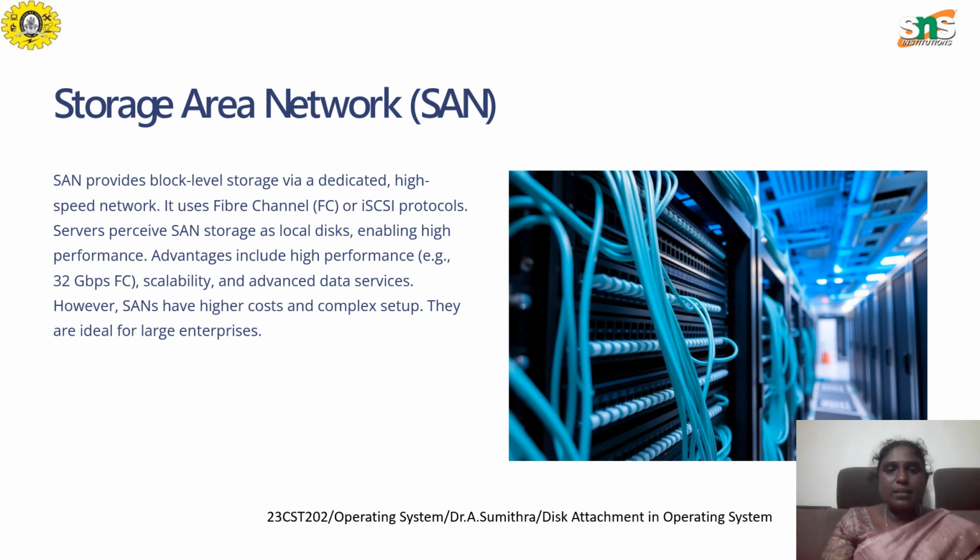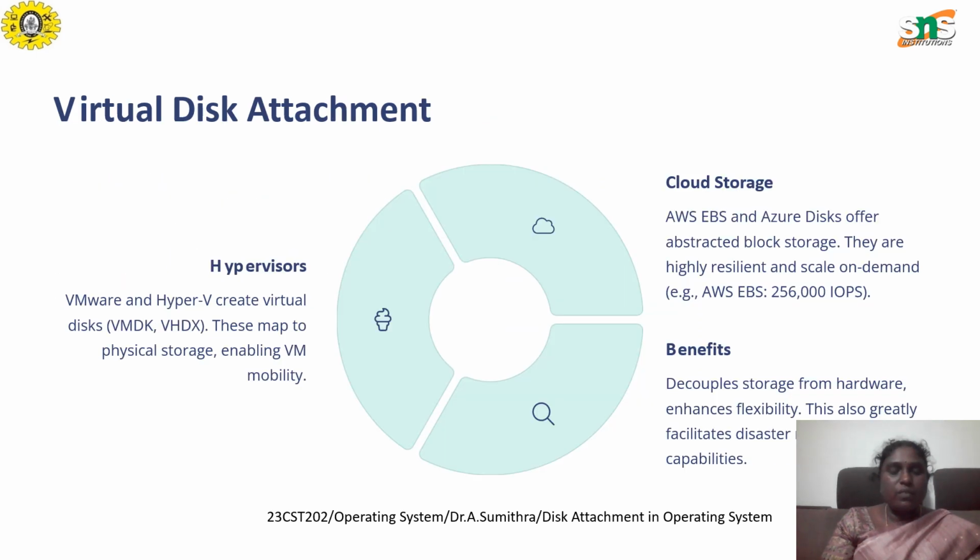Next comes the virtual disk attachment. In virtualization and the cloud, storage is often virtual. Hypervisors like VMware or Hyper-V map virtual disks to physical storage. Cloud providers like AWS offer scalable block storage like EBS. This setup decouples the hardware from the storage, enabling flexibility, mobility, and robust disaster recovery strategies.